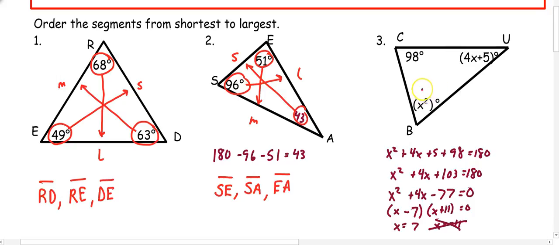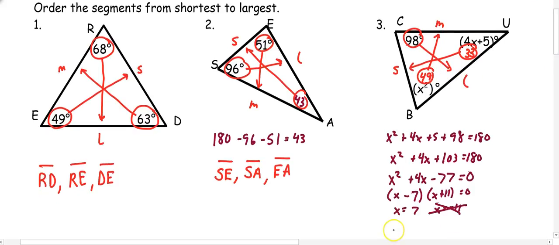So when I put 7 in for my angles, 7 squared is 49, and 4 times 7 plus 5 is 33. So I'm going to order my sides from smallest to largest. The angle that is 33 degrees is across from the shortest side, 49 is the middle side, and 98 degrees is the longest side. So when I order my sides, I would have CB, CU, and then BU.